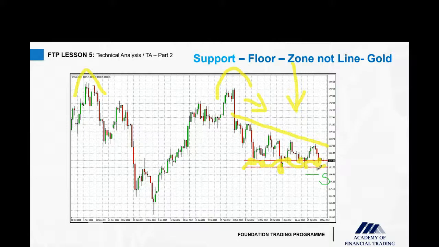But likewise, what if the market went up to L? What if it went all the way up to L? What do we think there, guys?